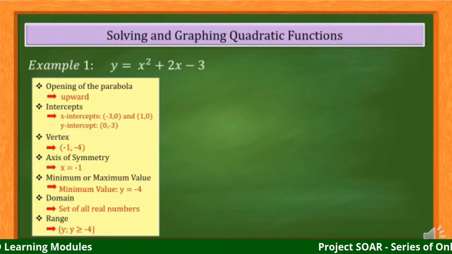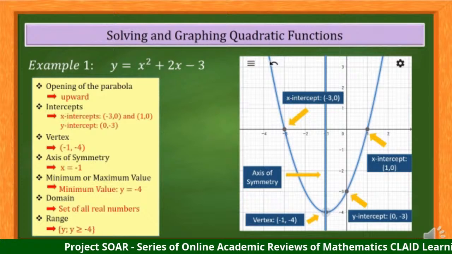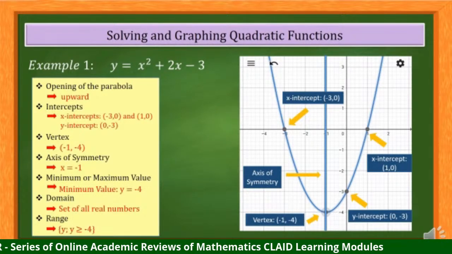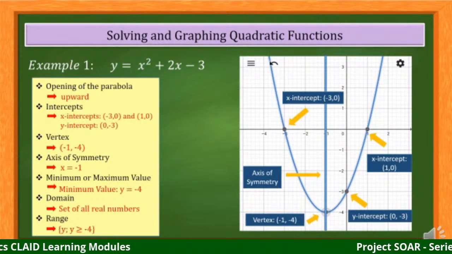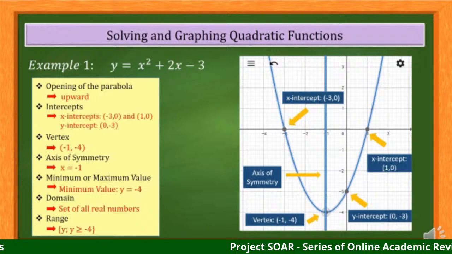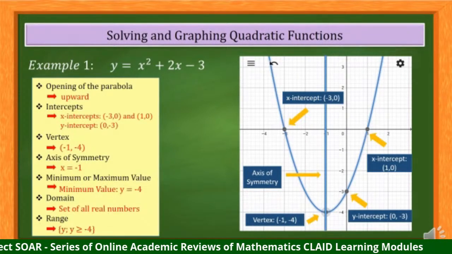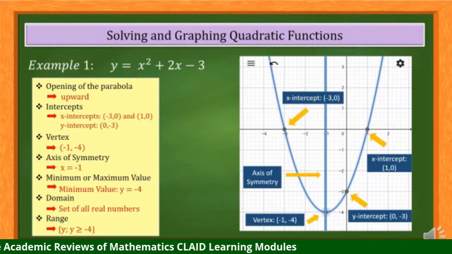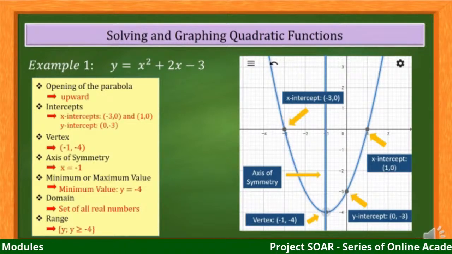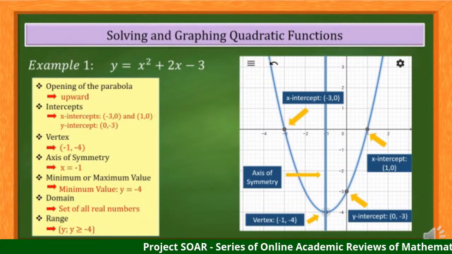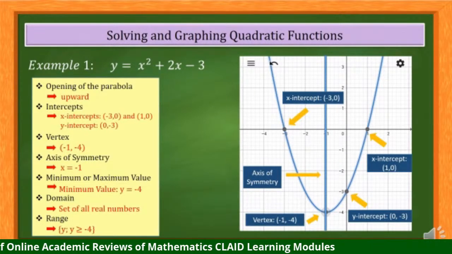So here is the graph of the quadratic function y equals x squared plus 2x minus 3. So kung mapapansin nyo dun sa graph, nandun yung x-intercept, which is negative 3 and 0, and 1 and 0. Nandun din yung y-intercept, which is 0 and negative 3, the axis of symmetry, or the line that divides the parabola into two equal parts, and yung vertex, which is the turning point of the parabola, which is negative 1, negative 4. So this is now the graph of y equals x squared plus 2x minus 3.